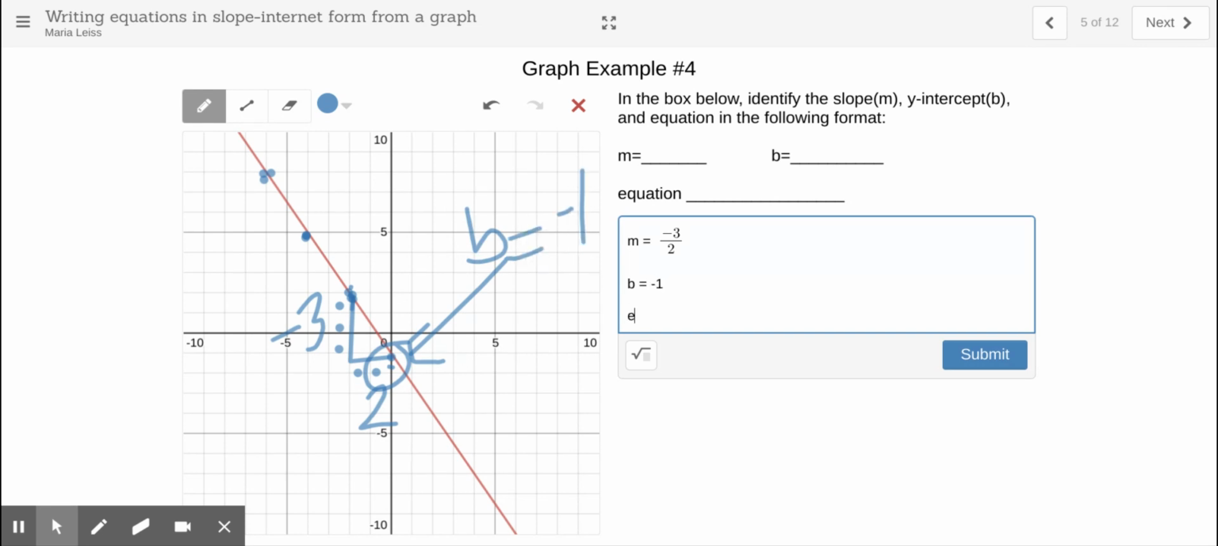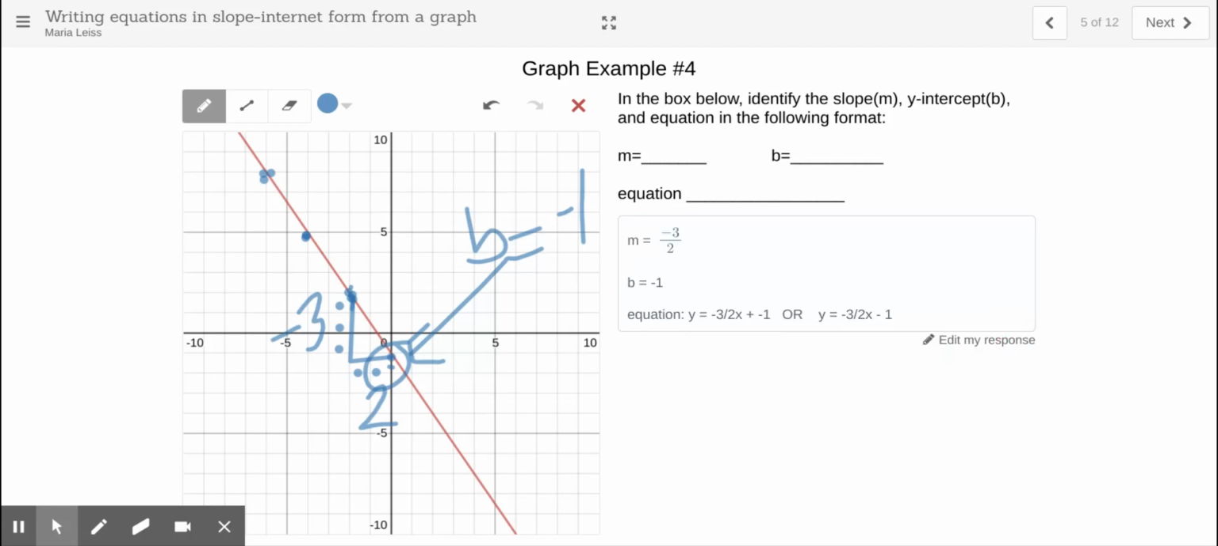So my equation, y equals -3/2x plus -1, or y equals -3/2x minus 1.